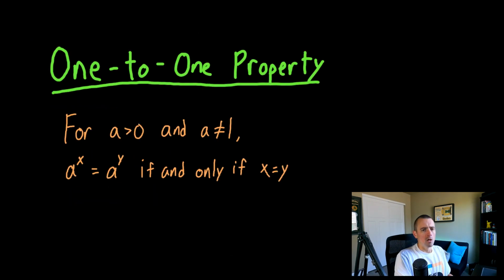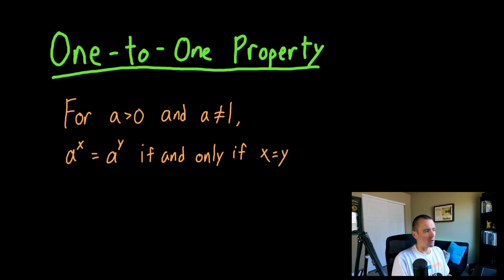So let's take a quick look at the one-to-one property real quick. Basically it says that if we have some equation that looks like this, a to the x equals a to the y, basically, if you have an exponential on both sides of the equation, as long as the base is the same, you can just set the exponents equal to each other. So this will only work if x equals y. If the exponents are equal, that's the only way the equation as a whole will be equal. Again, you want to make sure that you have a positive base and the base can't be 1.